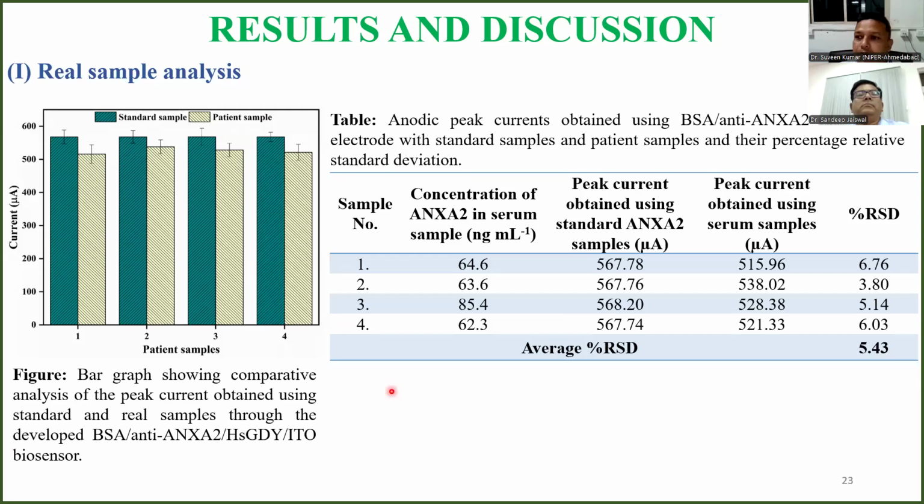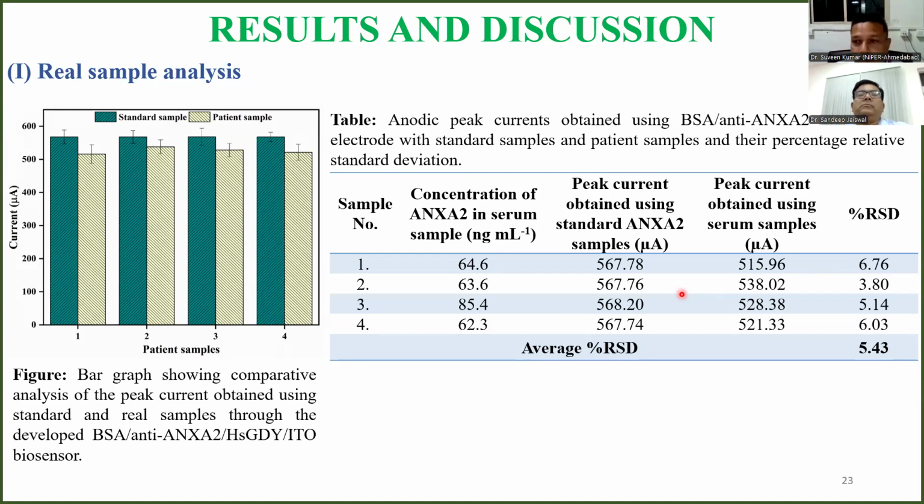Here we have taken only 4 samples, and we investigated their concentration with the help of the ELISA technique, the gold standard technique used for protein concentration diagnosis, and we compared it with our fabricated electrode surfaces. That indicates our average percentage value is about 5.43, which is below the acceptance level. So this fabricated electrode can be used further for the development of point of care devices on the basis of this result.